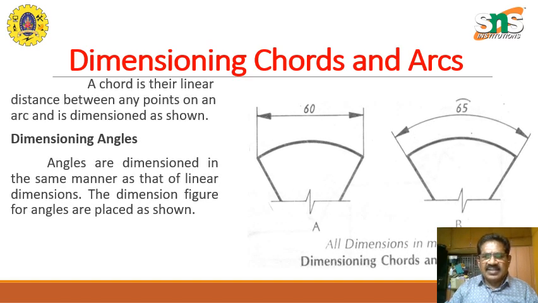Okay, dimensioning of chords and arcs. If I measure from this point to this point, it is 60, whereas if I travel along the arc, then it is written as 65, and we put a small arc mark here. So this is the arc distance, and this is the chordal distance. If I run along this line from here to here, I would have traveled 65 mm, whereas from this point to this point, the shortest distance will be 60. So that is the difference between dimensioning of a chord and dimensioning of an arc.